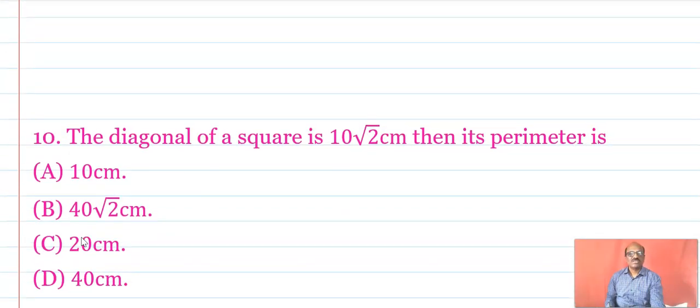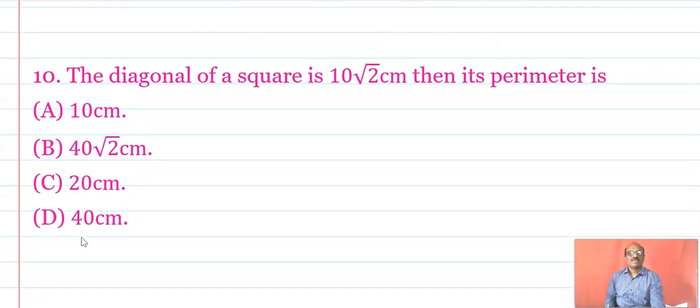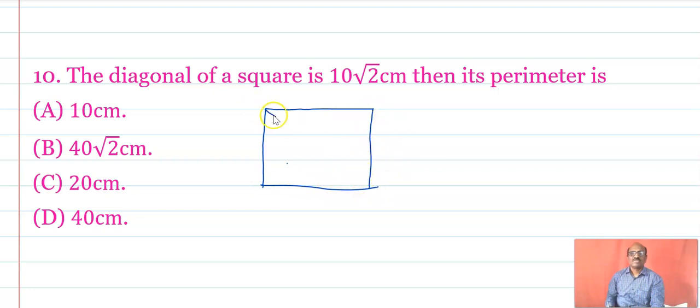Now the next question. The diagonal of a square is 10 root 2 centimeter. Then its perimeter is. यापूर्वीच्या एक्झाम्पल मध्ये मी तुम्हाला एक फॉर्म्युला पण सांगितला होता की स्क्वेअरच्या बाबतीत, draw the square here. त्याचा डायगोनल कसा असतो तर साईडच्या √2 टाइम्स असतो. The square, and suppose that A is a side of the square.